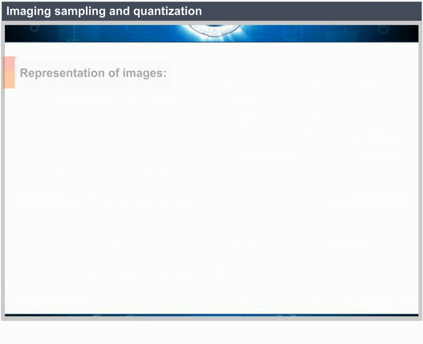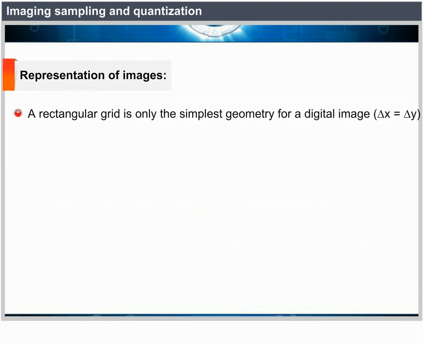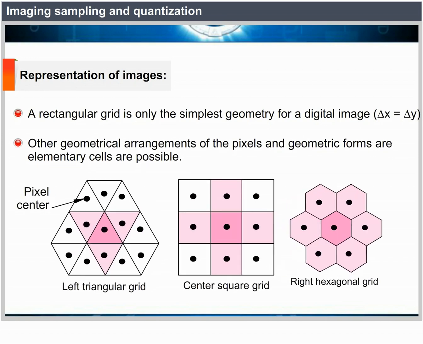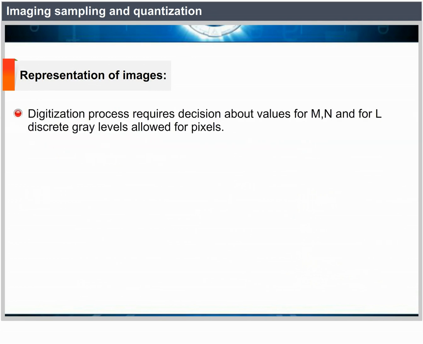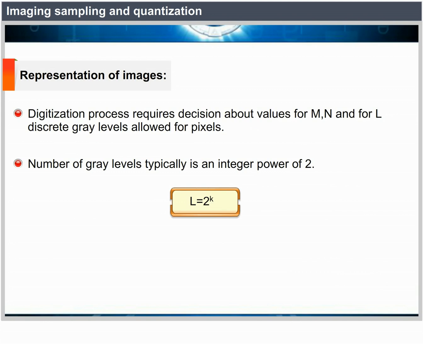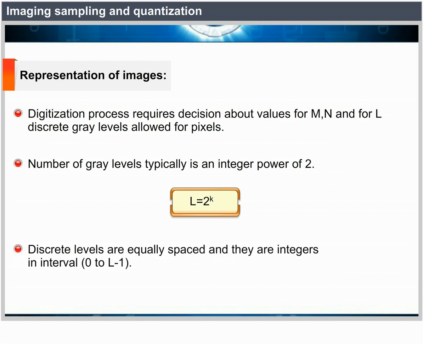Representation of images. A rectangular grid is only the simplest geometry for a digital image, with delta x equals delta y. Other geometrical arrangements of pixels and geometric forms or elementary cells are possible. The digitization process requires decisions about values for M, N and for L, the discrete gray levels allowed for pixels. The number of gray levels is typically an integer power of 2: L equals 2 raised to the power k. Discrete levels are equally spaced and are integers in the interval 0 to L minus 1. This is known as the dynamic range of the image.